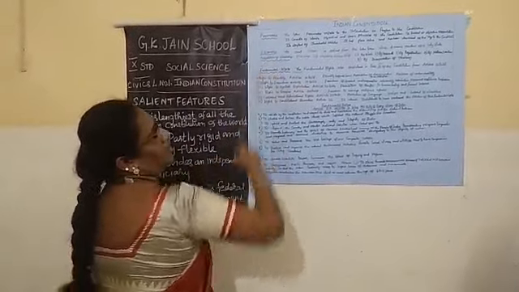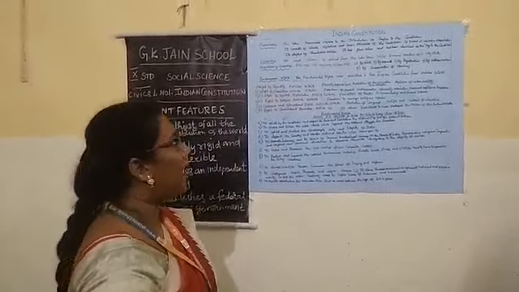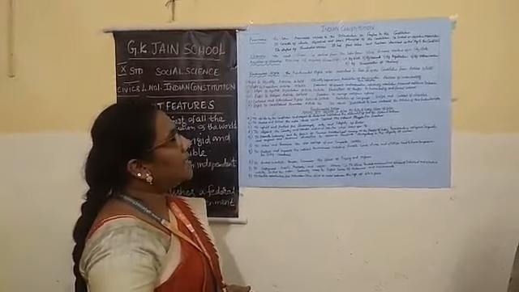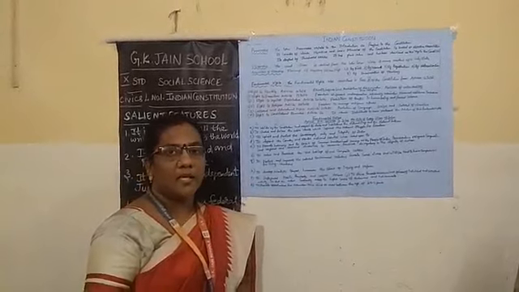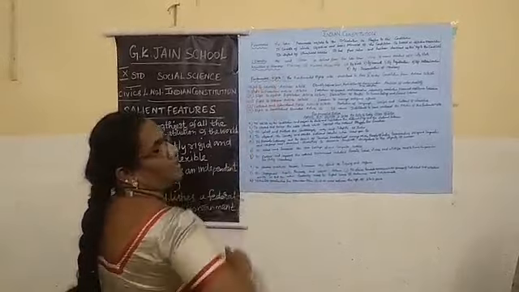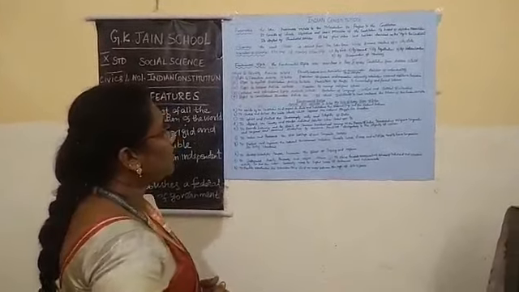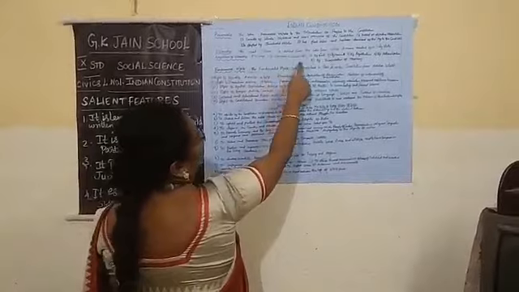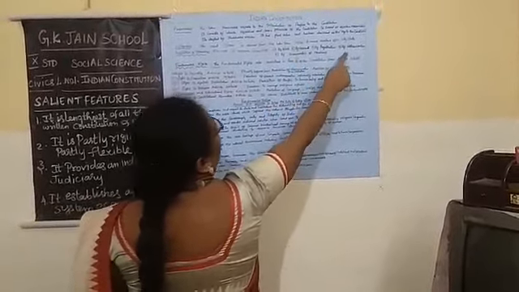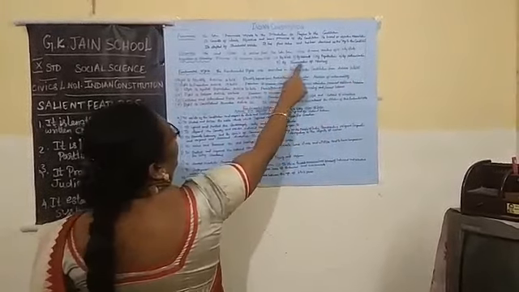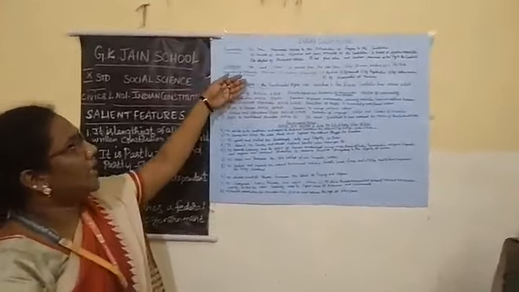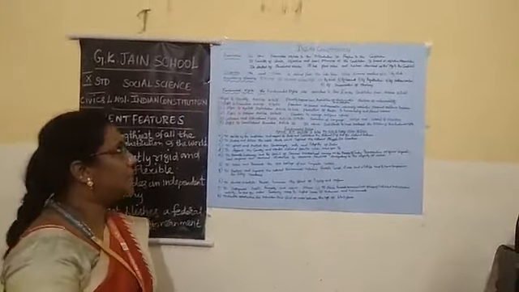Next one is citizenship. What is citizenship? The word citizen is derived from the Latin term civis. It means resident of a city or state. Acquisition of citizenship: there are 5 ways of acquiring citizenship: by birth, by descent, by registration, by naturalization, by incorporation of territory. These are the 5 ways of acquiring citizenship.